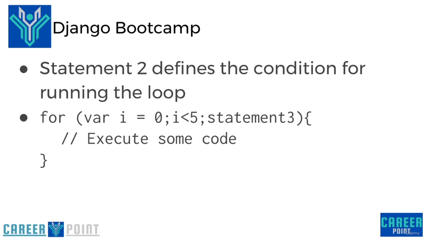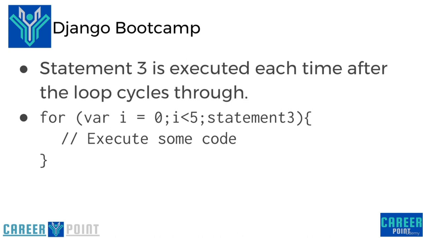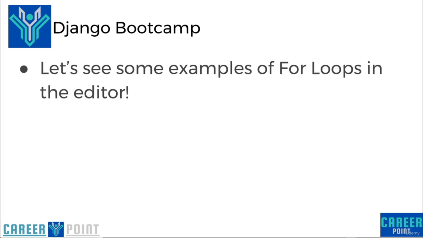And then finally, statement 3 is what is executed each time after the loop cycles through once. So just like a while loop we saw earlier, we may want to incrementally add to I. So here, what this for loop is saying is start off with the variable I is equal to 0. And while I is less than 5, do some code, and then every cycle you're going to add one to I, or I++. All right, so let's see some examples of for loops in the editor.